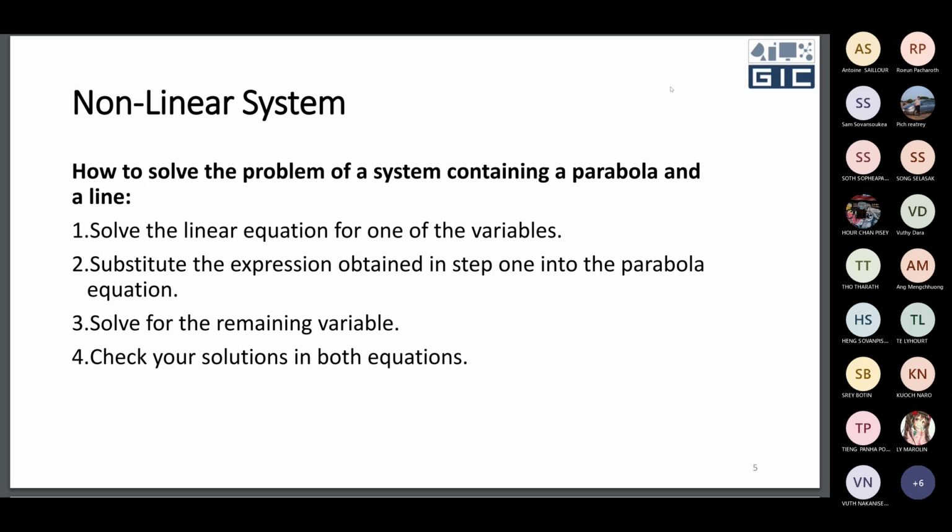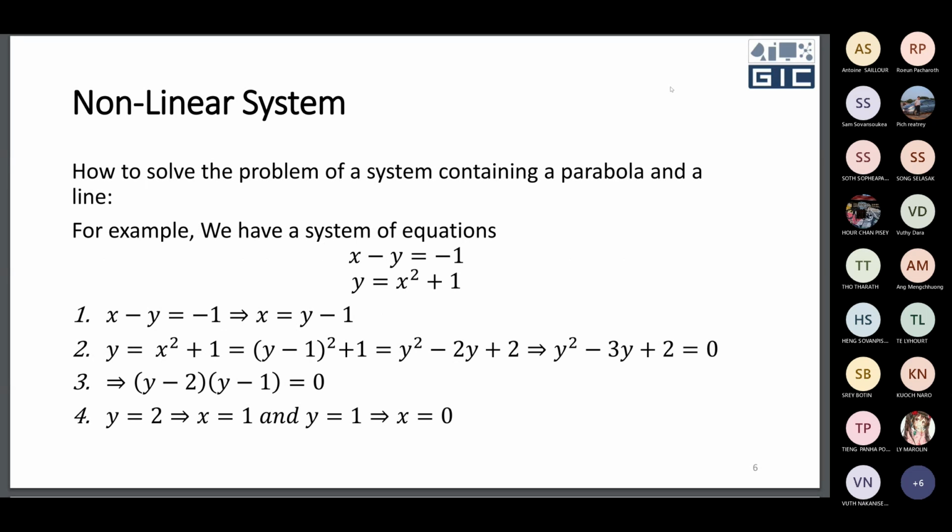So let's see an example. For example, I have one system combined with the equation x minus y equal to minus 1. And the other equation is a parabolic equation, of degree 2: y equals x squared plus 1. So first of all, I take the first equation to calculate one variable. x minus y equal to minus 1, so I can get x equal to y minus 1. This is the first step of the algorithm: find one variable as a function of the other variable. x equal to y minus 1.